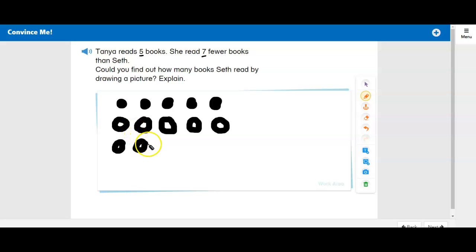So again, we knew that Tanya read 5 books and that Seth read 7 more. So let's add these up together. If we know our top row is 5 and our next row is 5, we can use our doubles fact and say, okay, well 5 plus 5 is 10, and add 2 more. So let me write that down. So if we know that this is equal to 10, so that is the same as saying 10 plus our 2 that are remaining. So we are going to say 10 plus 2. And what is 10 plus 2?